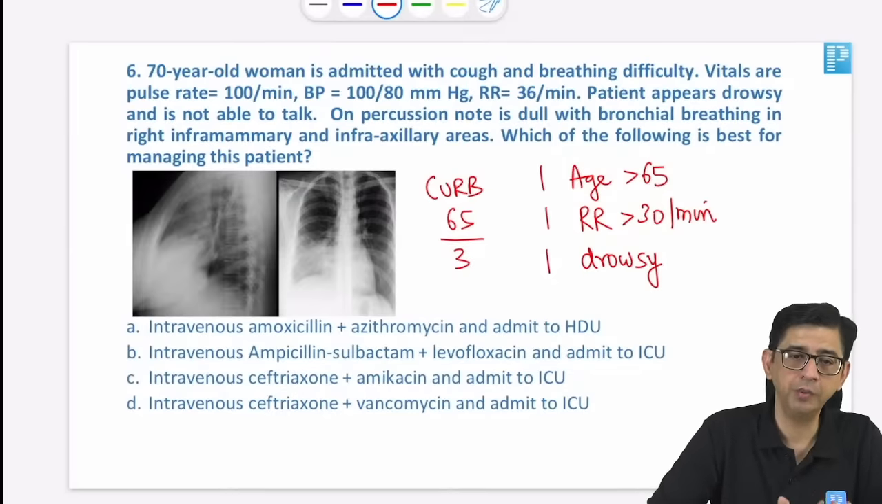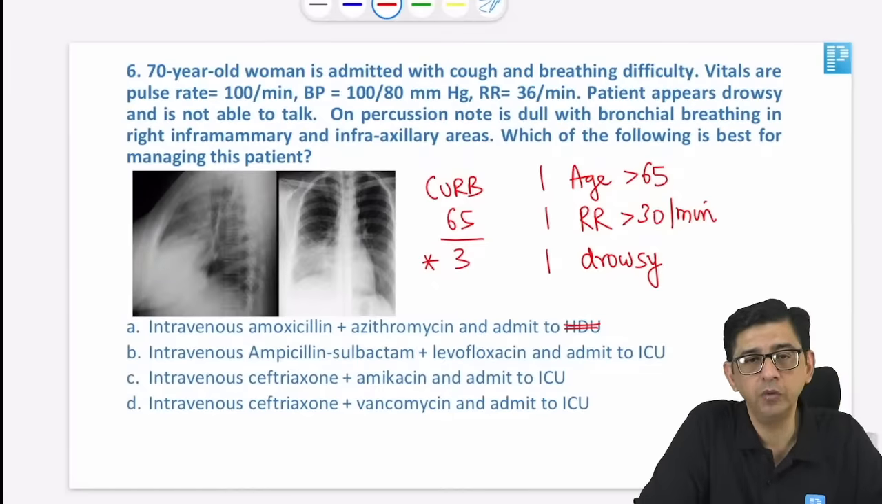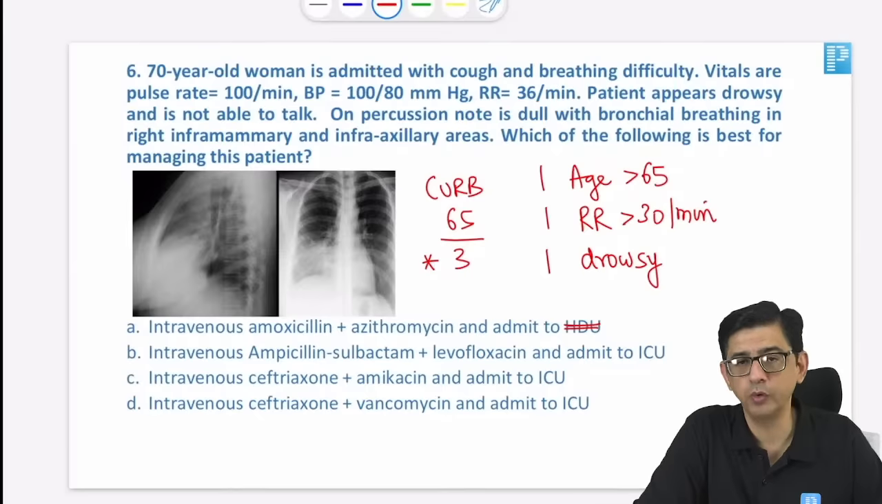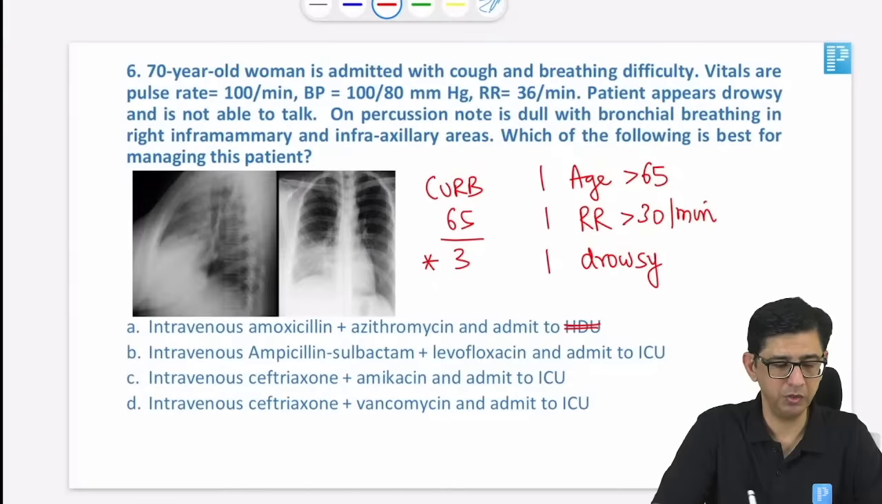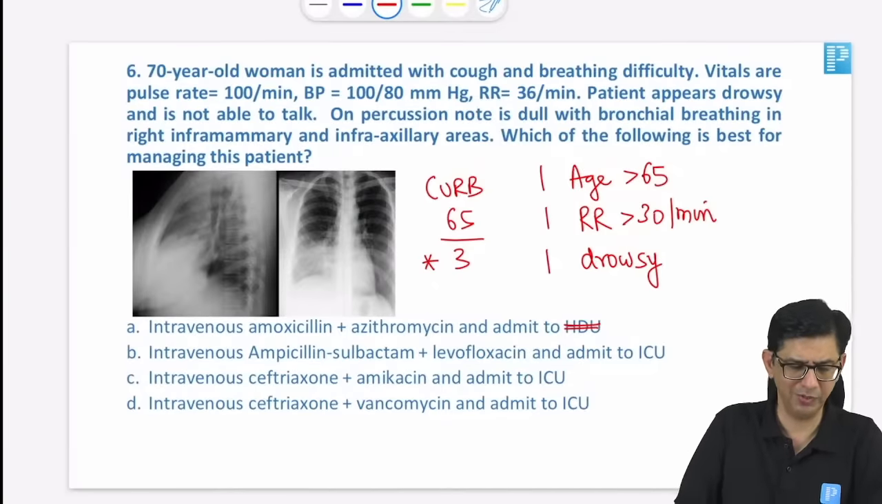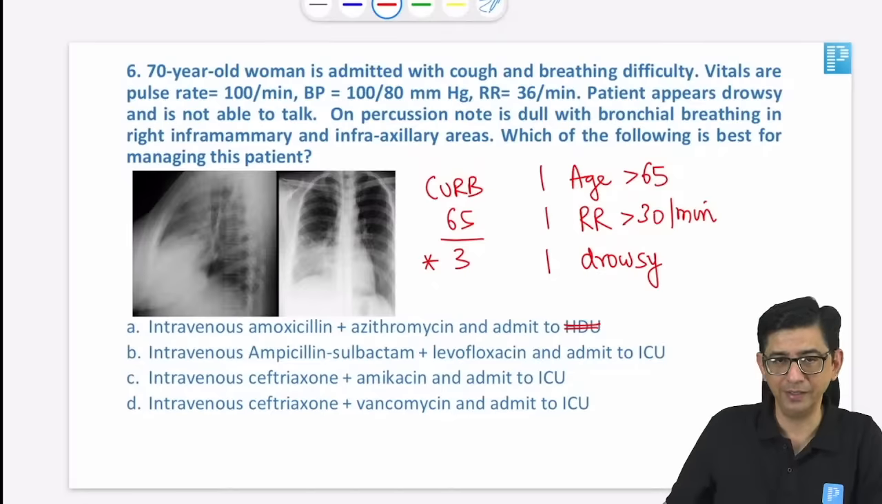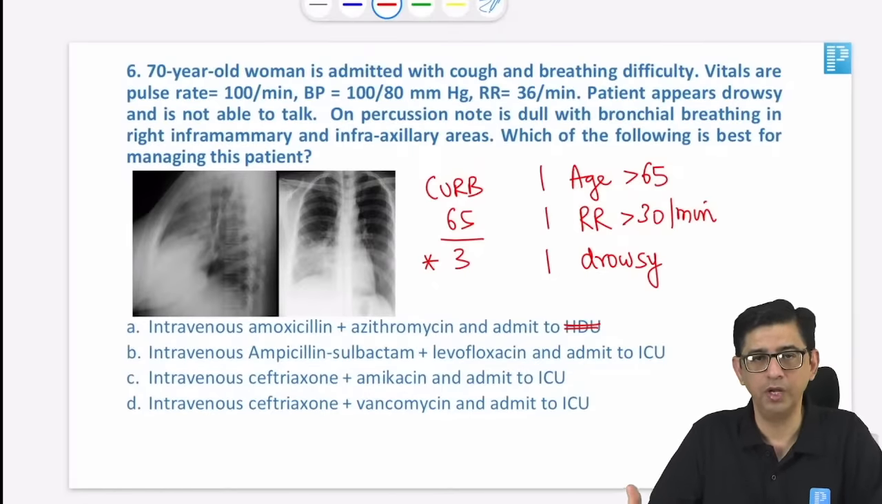And every time a patient is admitted into an intensive care unit, I'm ruling out option number A. We have to give beta-lactams to these patients, and then we can add respiratory fluoroquinolones. So I think ceftriaxone is not used. Blood urea nitrogen is not given in this question, so that's okay. But still, considering that age is on the higher side, respiratory rate is more, and the patient is drowsy as well, it's ICU management.